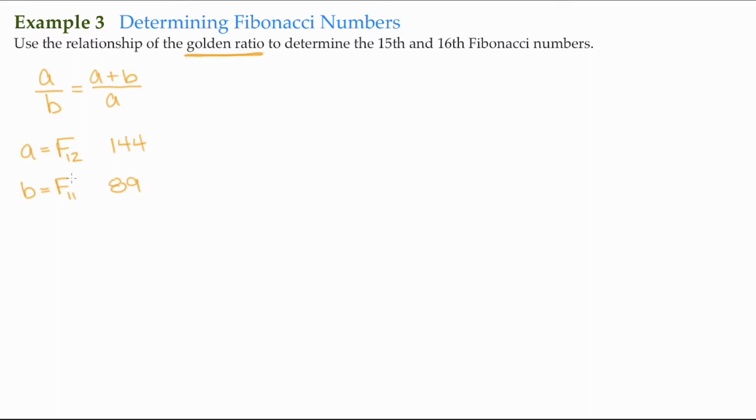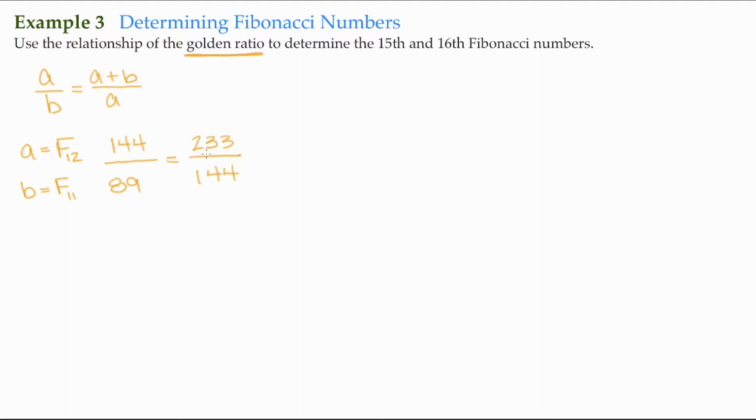So if we have A over B, if we take 144 over 89, and this is A and this is B, then that's got to be A plus B, which is 144 plus 89. That gives us the 13th Fibonacci number, which is 233 over 144. A over B, A plus B over A.